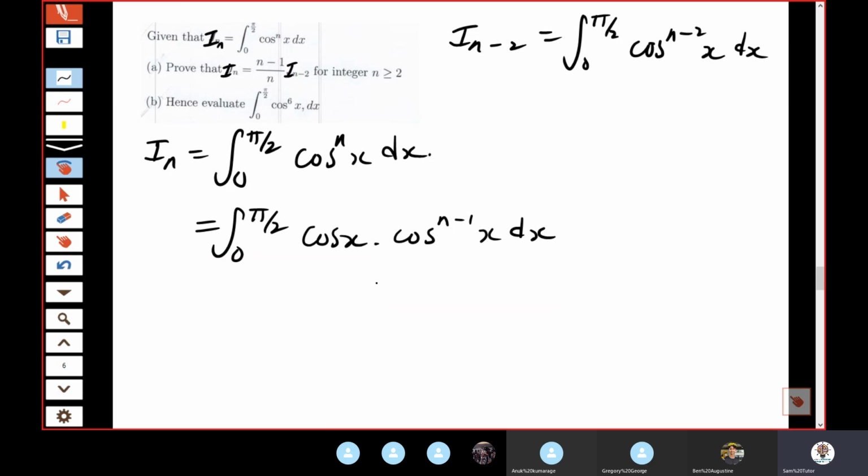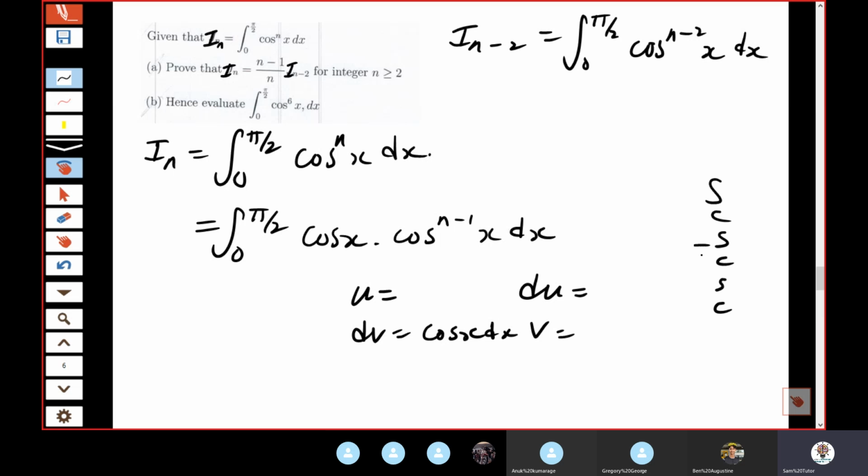The reason we do that is because now I can say my dv is actually cos x dx. Instead of before, where I would have written dx and introduced algebra. Whereas now, the integral of cos x is what? Integral of cos going up is just sine. And then my u is cos n minus 1 x.